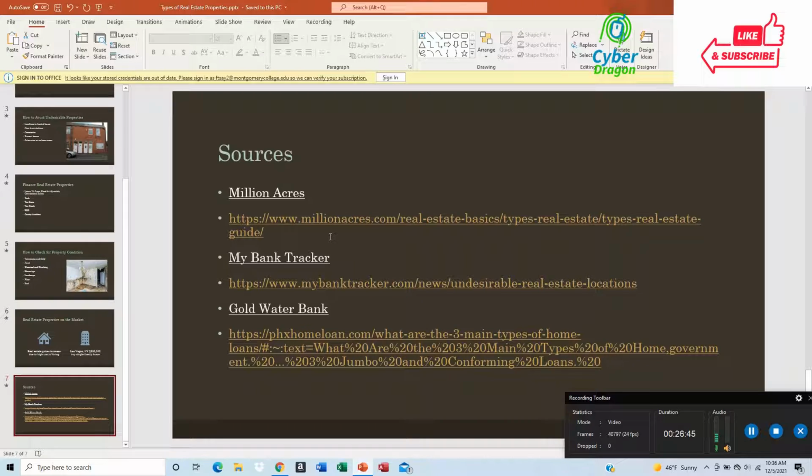And here's a list of resources. Go to Millions Acres, My Bank Tracker, Goldwater Bank. Goldwater Bank will talk about the loans. Million Acres will talk about the type of real estate. My Bank Tracker will talk about real estate location, desirable and undesirable.